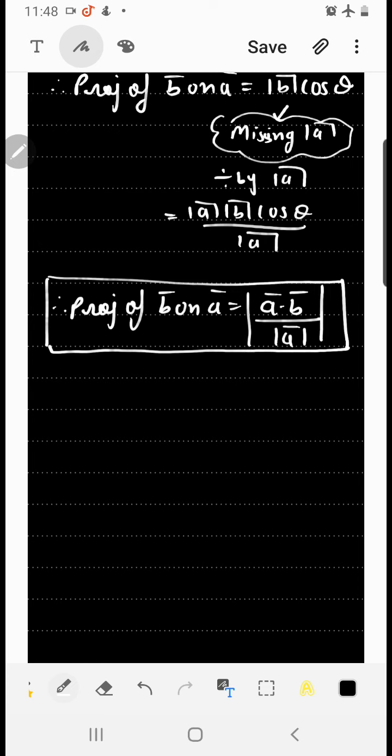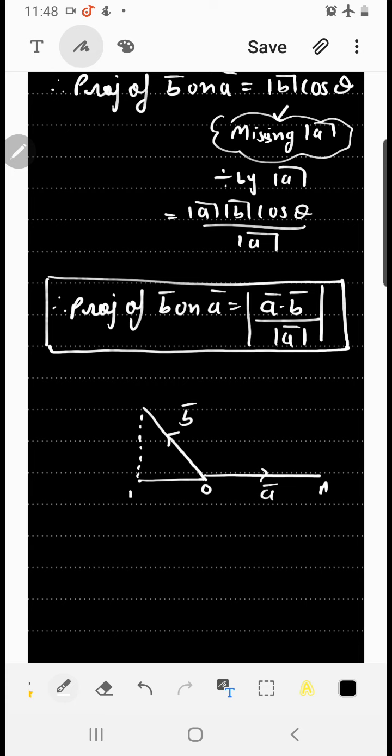Now let's understand why. Just imagine you have a diagram like this. Here you have a bar, you have b bar, and now you want to talk about the shadow. So if I want to talk about the shadow, I need to draw a perpendicular, but this time I need to extend OA.